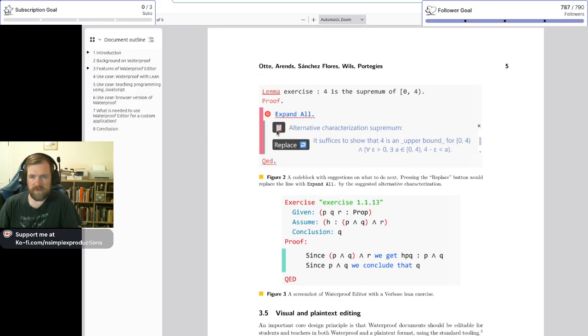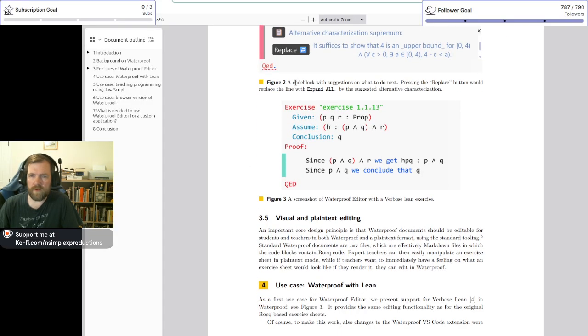Expand all. Alternative characterization supremum. Replace. Code block with suggestions on what to do next. Pressing the replace button would replace the line with Expand all by the suggested alternative characterization.